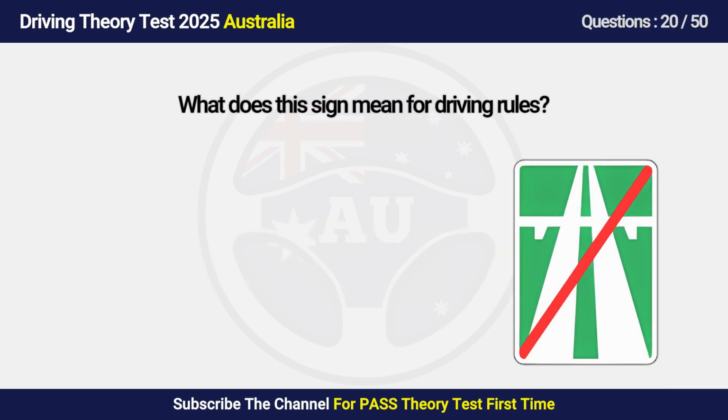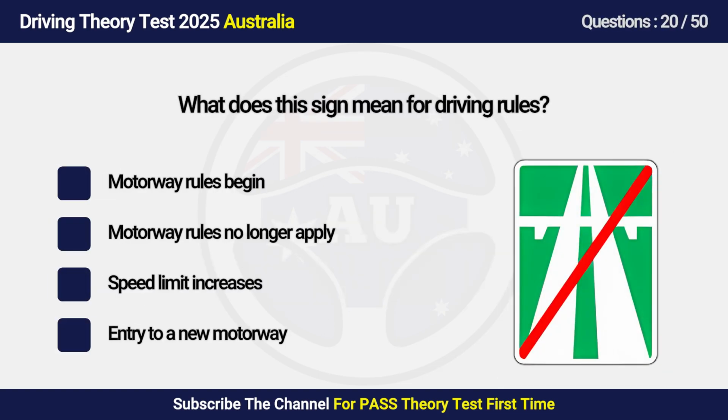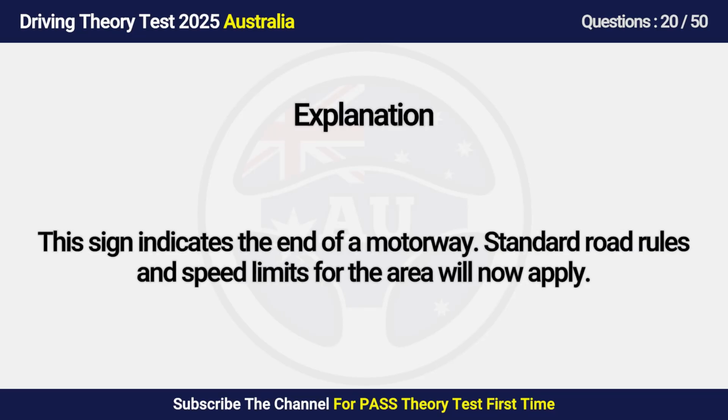Question 20. What does this sign mean for driving rules? A. Motorway rules begin. B. Motorway rules no longer apply. C. Speed limit increases. D. Entry to a new motorway. Answer is B. Motorway rules no longer apply. This sign indicates the end of a motorway. Standard road rules and speed limits for the area will now apply.